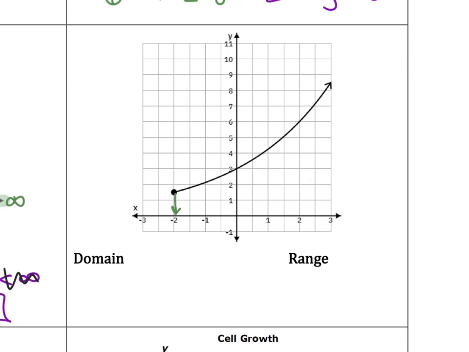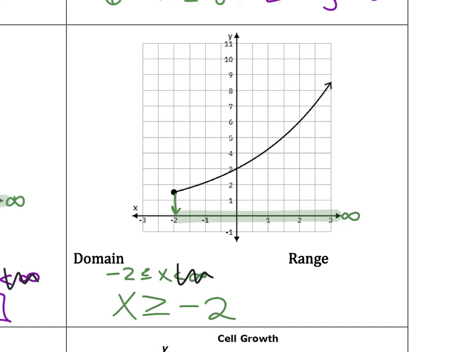Here's where our domain starts and it ends at infinity. So my math sentence would say -2 less than or equal to x less than infinity, but then I'm like, whoop, can't write that part, so I flip it around. X greater than or equal to -2. So everything bigger than -2. That's exactly where the graph shows up.